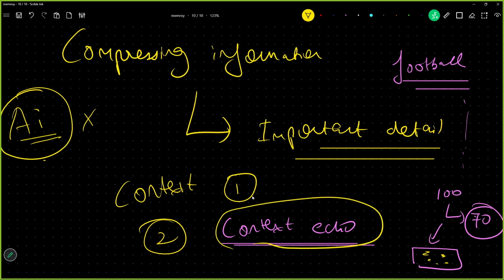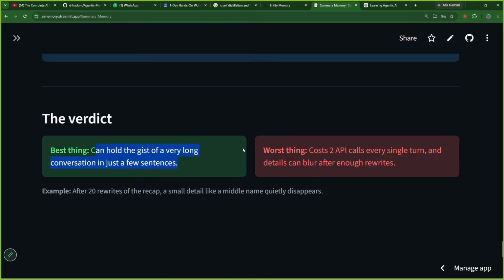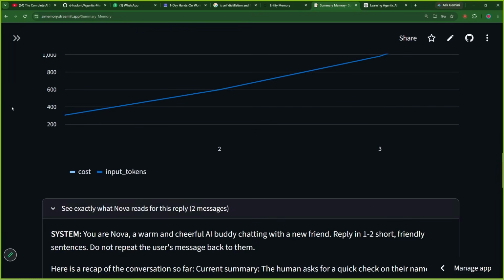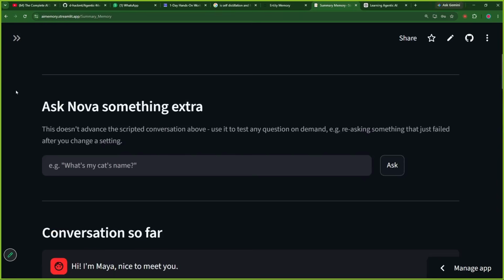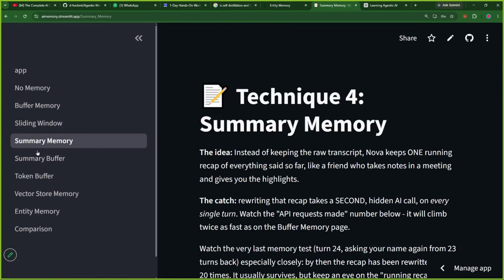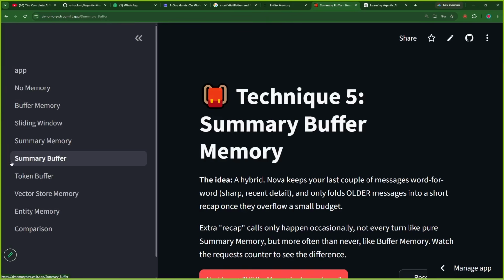Football might not be so important to repeat so many times, but because AI is in charge, deciding the summary, and because almost all the texts contain football, there is something called context echo, that football is being highlighted, used a lot of times. So in order to tell about football 100 times, we might miss out on an important detail, and that is the drawback of summarization memory. So yeah, this was summarization memory. And next, we will understand summary buffer.